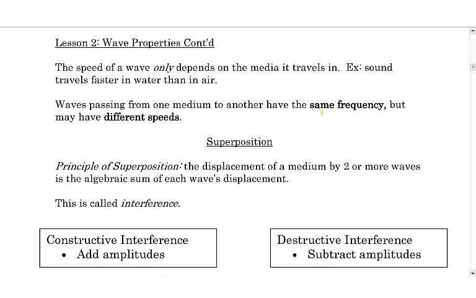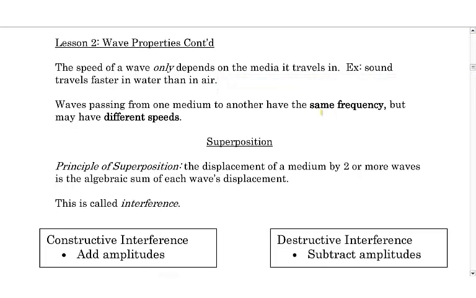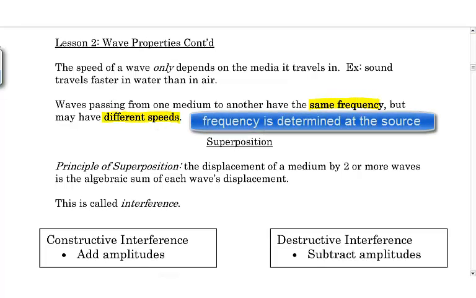The speed of a wave only depends on the media it travels in. For example, sound waves travel faster in water than in air. That's because the more dense the material is, the faster a wave can travel through it. Waves passing from one medium to another will have the same frequency, but may have different speeds. The frequency of a wave is always determined at the source that's generating the wave in the first place.